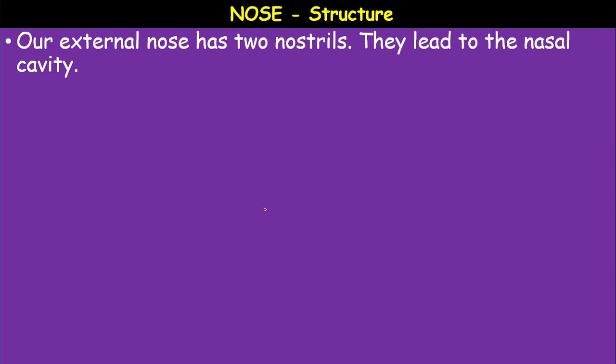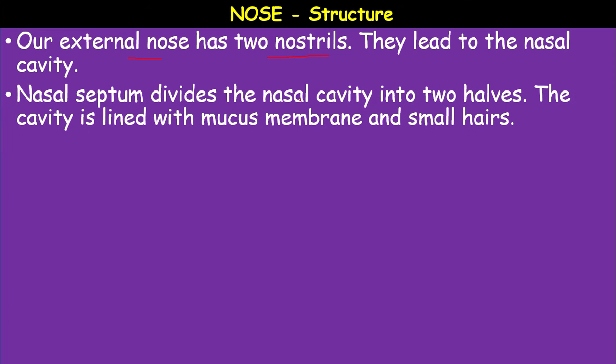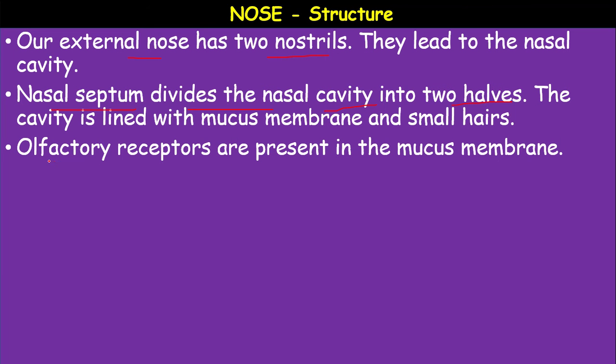Now, the nose. Our external nose has two nostrils. They lead to the nasal cavity. The nasal septum divides the nasal cavity into two halves. The cavity is lined with mucous membrane and small hairs. The receptors present in the nose are called olfactory receptors. Olfactory receptors are present in the mucous membrane.